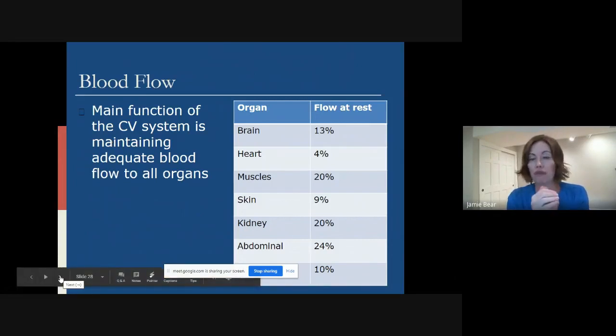So therefore, if we have inadequate gas exchange from our respiratory system or inadequate blood flow from our cardiovascular system, these organs here are really going to take a hit, meaning they're not going to get what they need and they could have dysfunction. So if we have something like shock, where there's an inadequate blood flow to all of our organs in our body, we could have multi-organ failure.